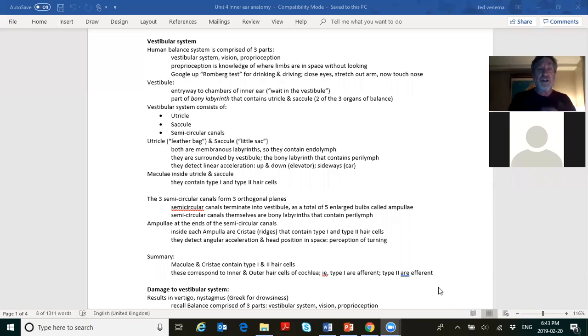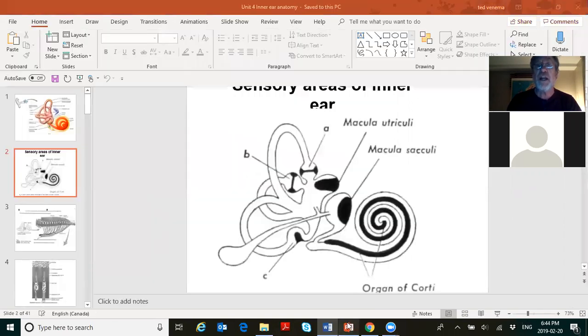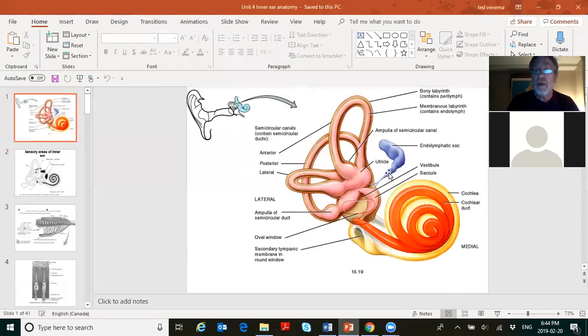So let's look at it. Proprioception is knowledge of where your limbs are in space without looking. Google up Romberg test for drinking and driving. Close your eyes, stretch out arm, now touch nose, okay? Let's look at the vestibular system itself. This is what we're going to look at now. The vestibule. What the heck is that? Well, that's the entryway into the cochlea. Here. The vestibule, where the oval window pushes right here. The entryway into the balance organ area and the cochlea.